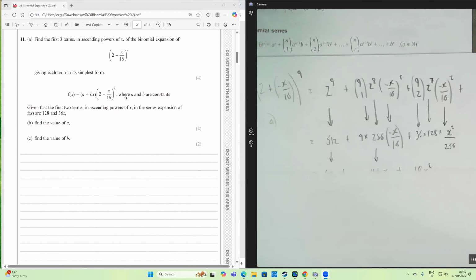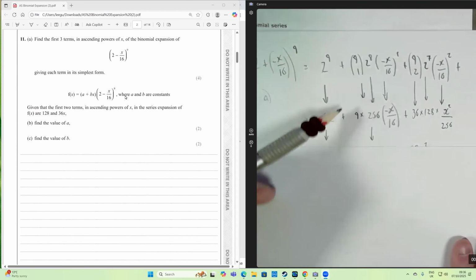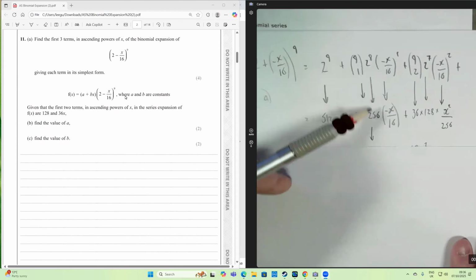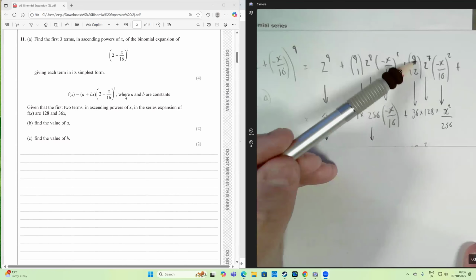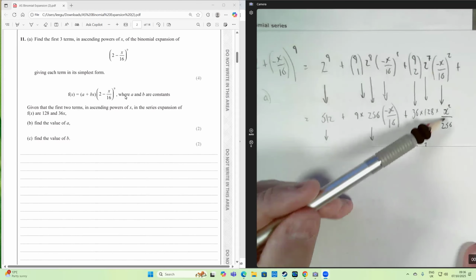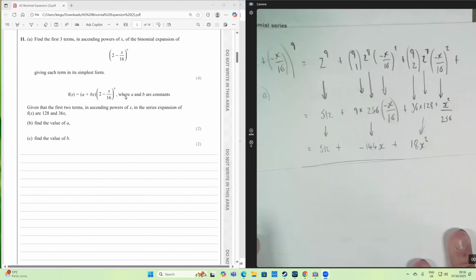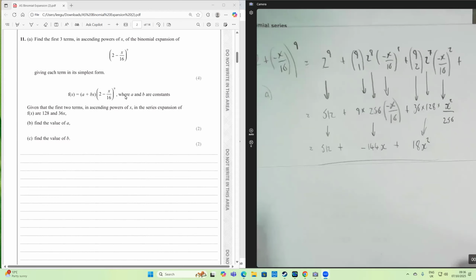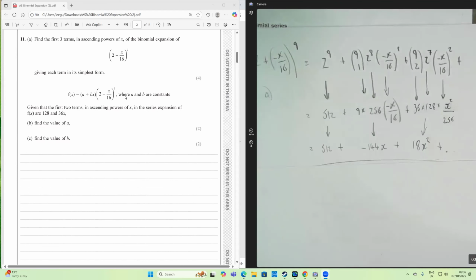Now let's work out what these are. 2 to the power 9 is 512, 9 choose 1 is 9, 2 to the 8 is 256, and minus x over 16 to the 1 is minus x over 16. 9 choose 2 is 36, 2 to the 7 is 128, and minus x over 16 squared is x squared over 256. When we simplify those, we end up with the first three terms of our expansion as 512 minus 144x plus 18x squared. Then we could put a plus dot dot dot to show it carries on. That is part A done for 4 marks.